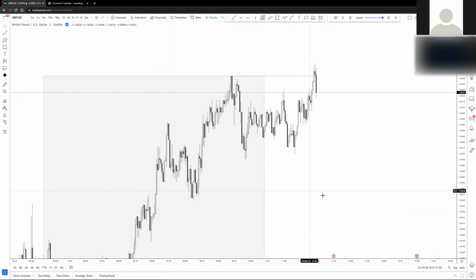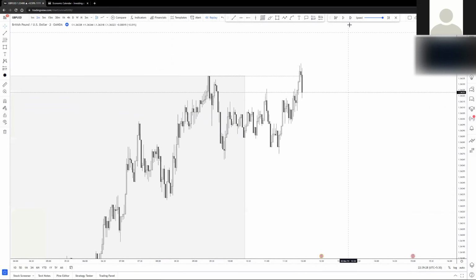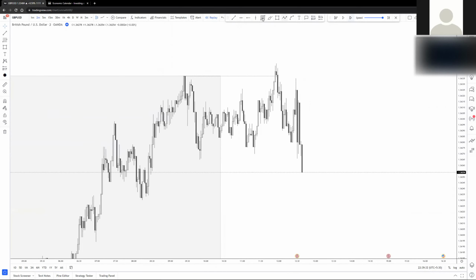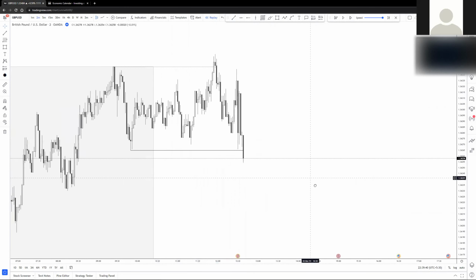Now the London kill zone is about to open at 12:30. And now they're coming down. In the break, stop hunt, breakout structure with time and price. London kill zone has opened. Not the session, the London kill zone has opened.